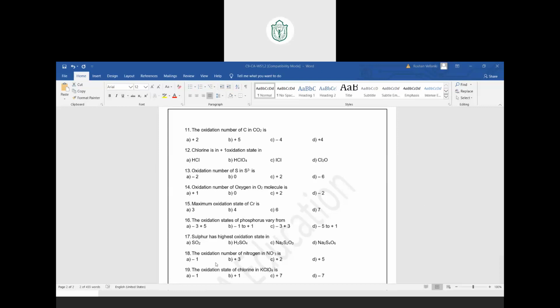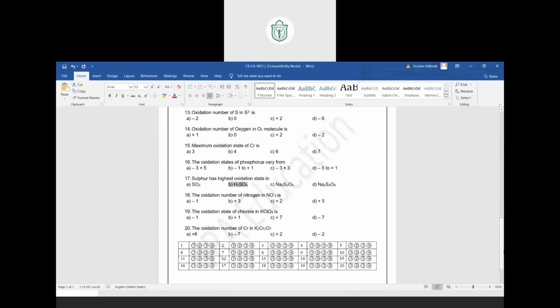Next. Okay, 18th one. Oxidation number of nitrogen in NO3 minus. Oxidation number of nitrogen in NO3 minus. x minus 6 equal to minus 1. Of course, nitrogen is less electronegative than oxygen. So x minus 6 equal to minus 1.